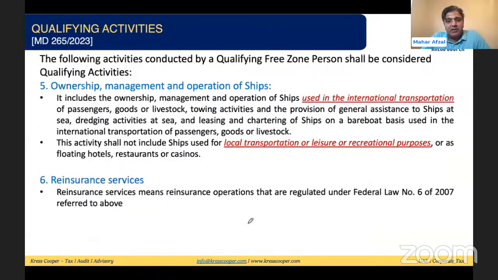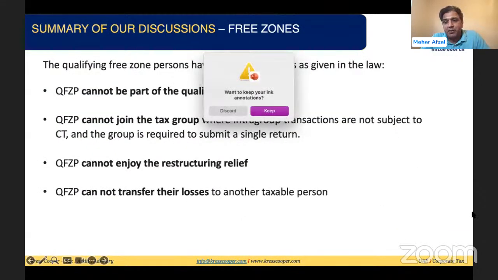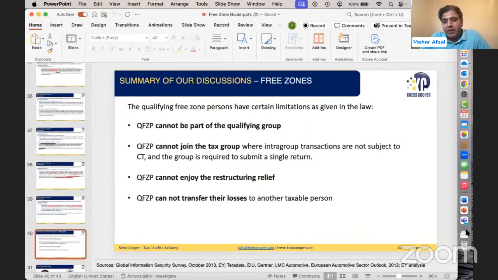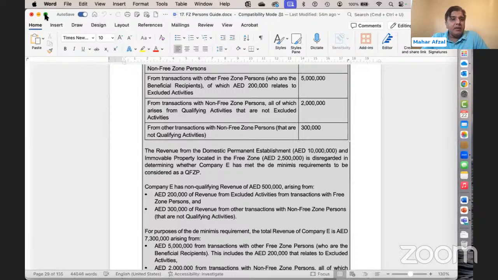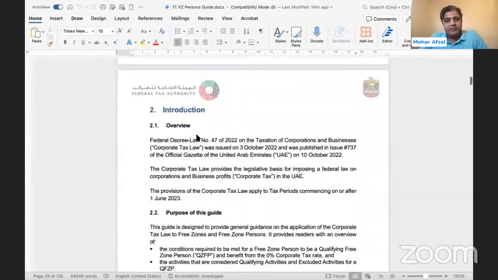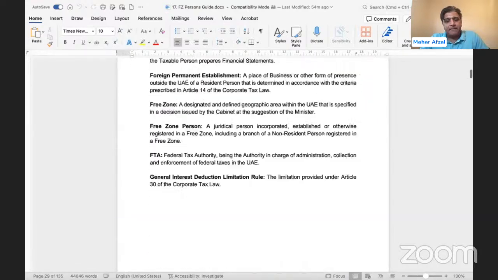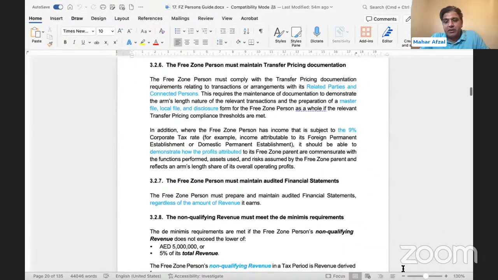We'll discuss all these things in our guide without wasting further time on this slide, because we have already discussed the same thing multiple times in the past. Now I'm going straight to the guide and we'll discuss the guide. In the guide, some of the portion I will go through very quickly. The rest of the portion we can discuss in detail.